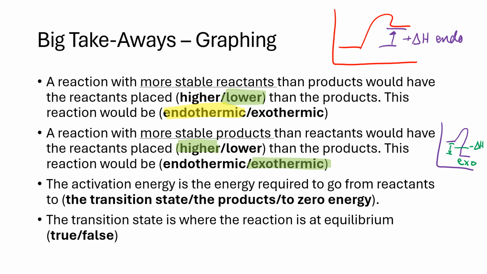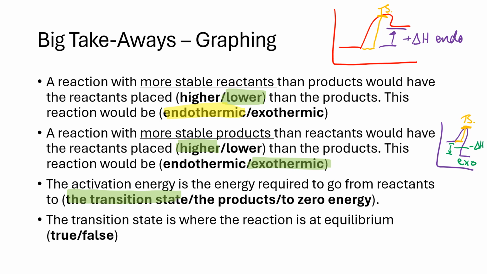The third thing here, the activation energy is the energy required to go from reactants to the what? The activation energy is from reactants to the transition state. That's this. I'll represent it in orange. Here's the transition state on this graph. So that would be the activation energy.